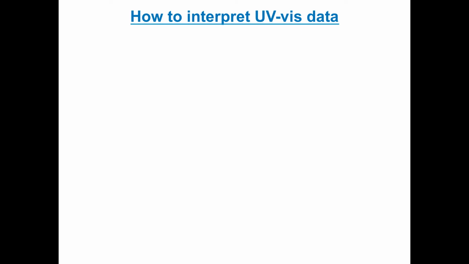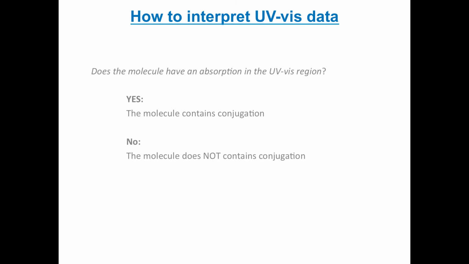As far as you need to know for this course, how to interpret UV-vis data is pretty much a yes-no issue for you. You just need to know, does the molecule have an absorption in the UV-vis region? If it does, you would say our molecule contains conjugation. If it doesn't, the molecule does not contain conjugation. Simple as that.